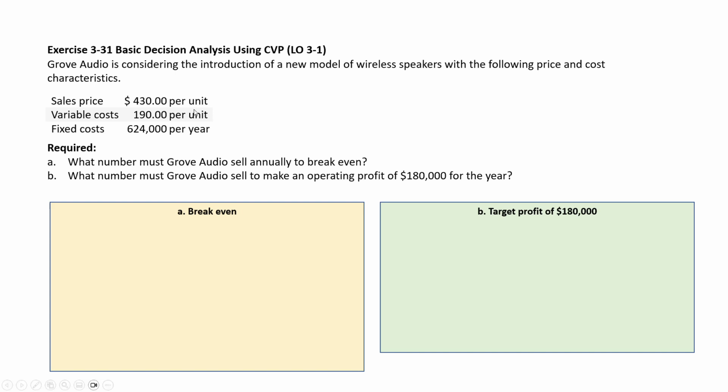Our selling price per unit is $430, variable cost per unit is $190, and fixed cost, not per unit but total for the year, is $624,000.